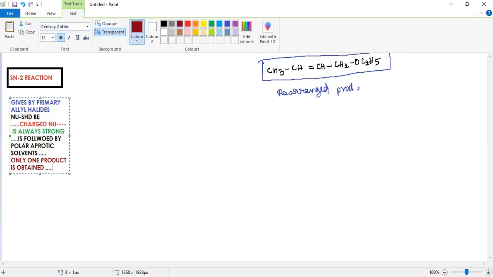Now, once again I repeat: the SN2 reaction is favored only by primary alkyl halides, and the nucleophile should be a charged nucleophile, and a charged nucleophile is always strong, and it is followed by polar aprotic solvents. Whereas in SN1, I forgot to say, it is polar protic solvents. Here in SN2, how many products are obtained? Only one product is obtained. Clear?